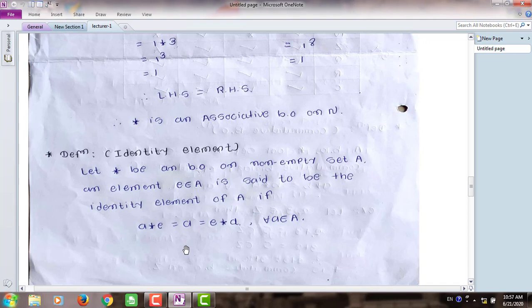0 is an identity element for the addition and subtraction binary operations, because any element added to 0, the answer is our element, and any element minus 0, the answer is our element. So 0 is an identity element for subtraction and addition binary operations. Similarly, 1 is an identity element for multiplication and division binary operations.